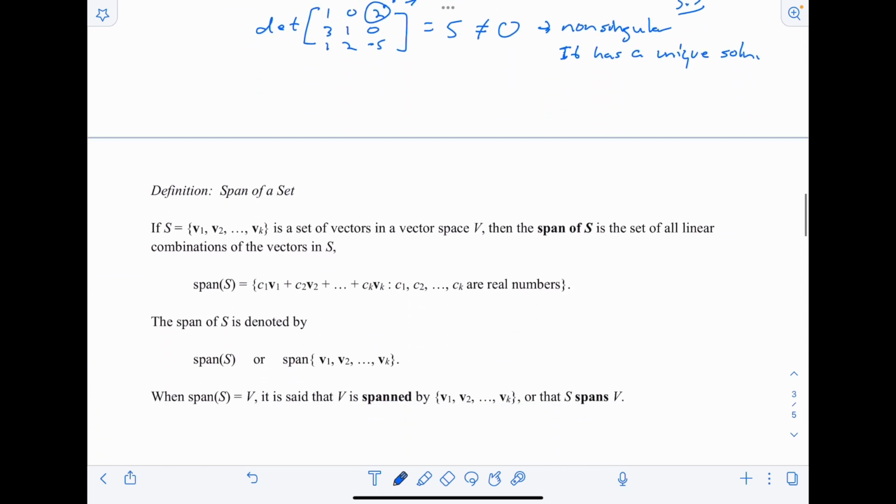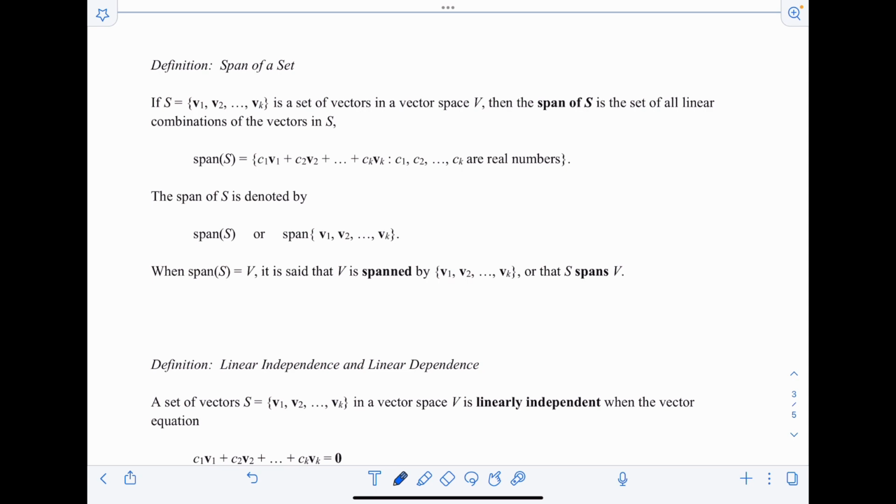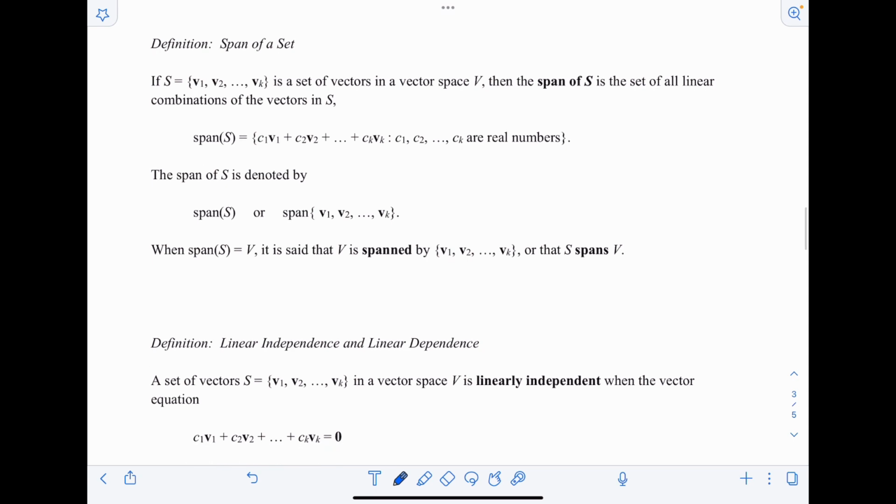All right. So last definition before we get into independence and dependence. And this is going to look a lot like what we just talked about, but it's just got a slight little twist on it. It says that if S, v1 to vk, is a set of vectors in a vector space V, so again, a subset of V, then the span of S is the set of all linear combinations of the vectors in S. So basically what this is saying is that the span of S is taking every possible combination of vectors and scalars in S. All of those linear combinations create the span of S.